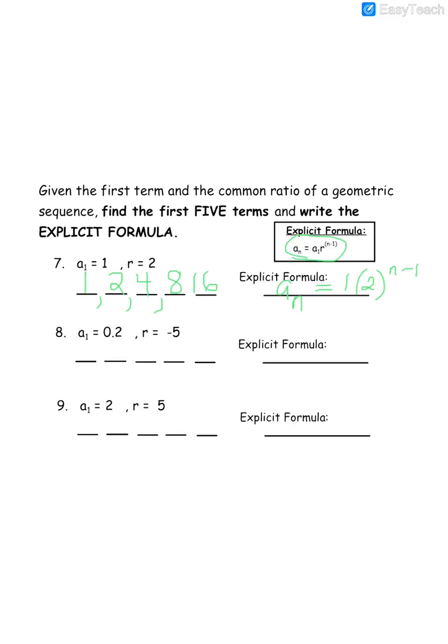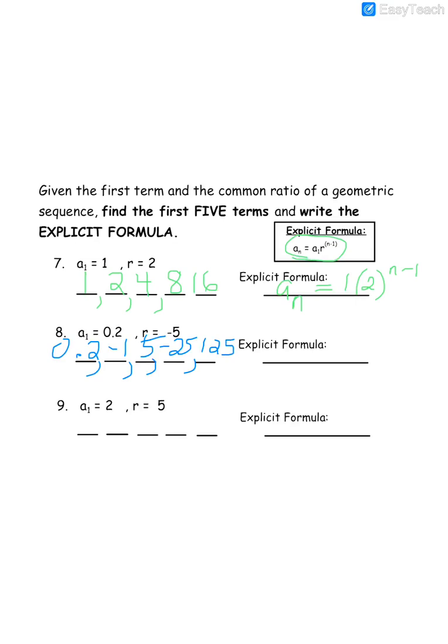Okay, let's try the next one. A sub 1 is 0.2. My R is -5. I'm going to use my calculator because I don't really know this. I'm going to start with 0.2, and I'm multiplying because that's what the R tells me. I'm going to times it by -5, and I get -1. Now I'm going to take that and times it by -5, and I get +5. Then I'm going to take this, times it by -5, and I'm going to get -25. And then I'm going to take that and times it by -5, and I get +125.